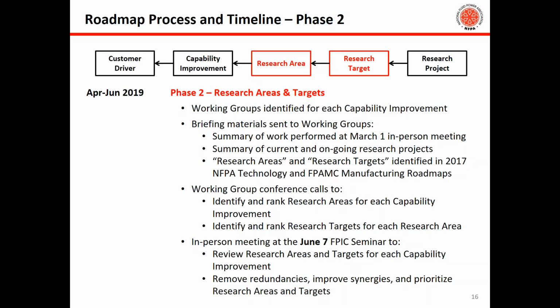which will be held on June 7th, again at the FPIC seminar scheduled here in Milwaukee, where we will review all the work that the committees have done and work together to remove any redundancies that we see, improve synergies between the different areas if needed, and start to prioritize overall the different research areas and targets that have been identified. And that'll be the end of phase 2 of the process.